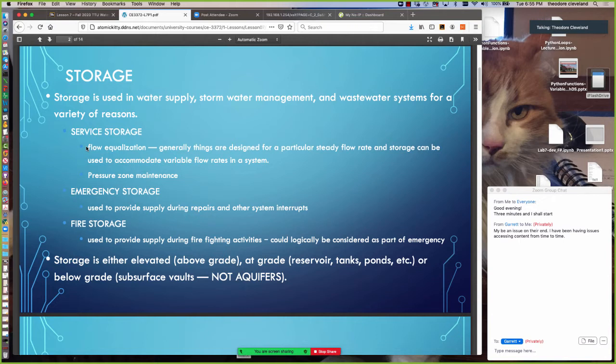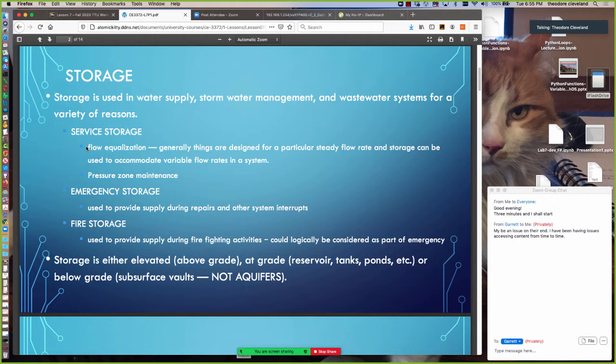And during that time, we want to have our system be able to still deliver water even if the water is being wasted down the street, so as to not require us to have to disinfect the whole thing. And that's what emergency storage is for.